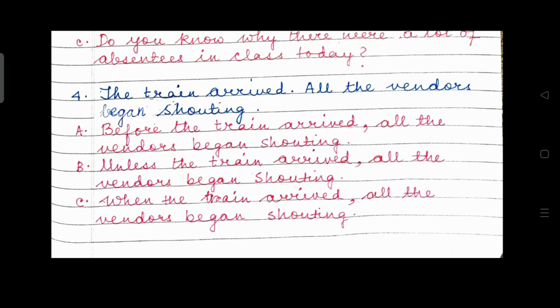Question 4. The train arrived. All the vendors began shouting. Option A: Before the train arrived, all the vendors began shouting. Option B: Unless the train arrived, all the vendors began shouting. Option C: When the train arrived, all the vendors began shouting. So, again, a very easy question.